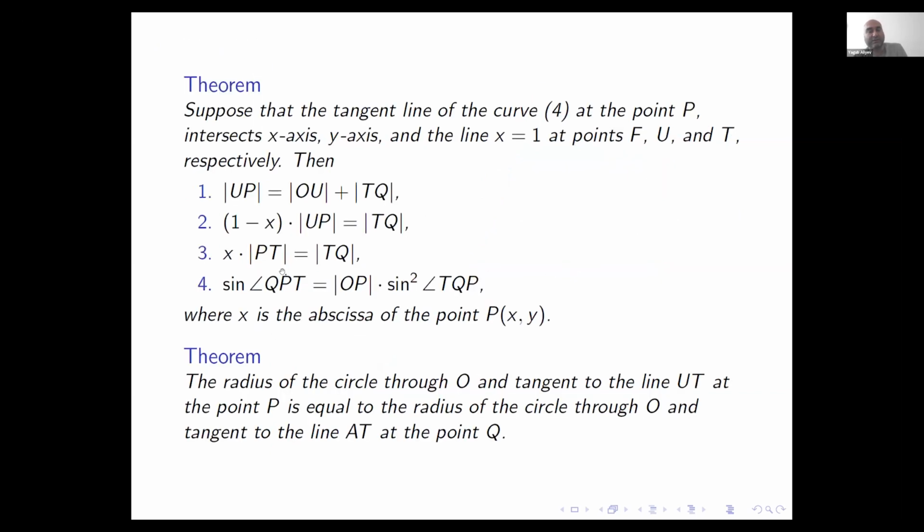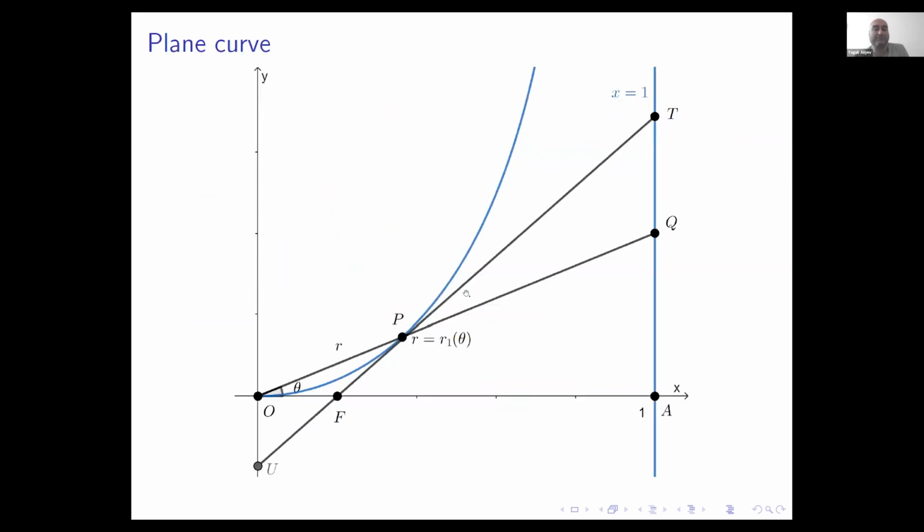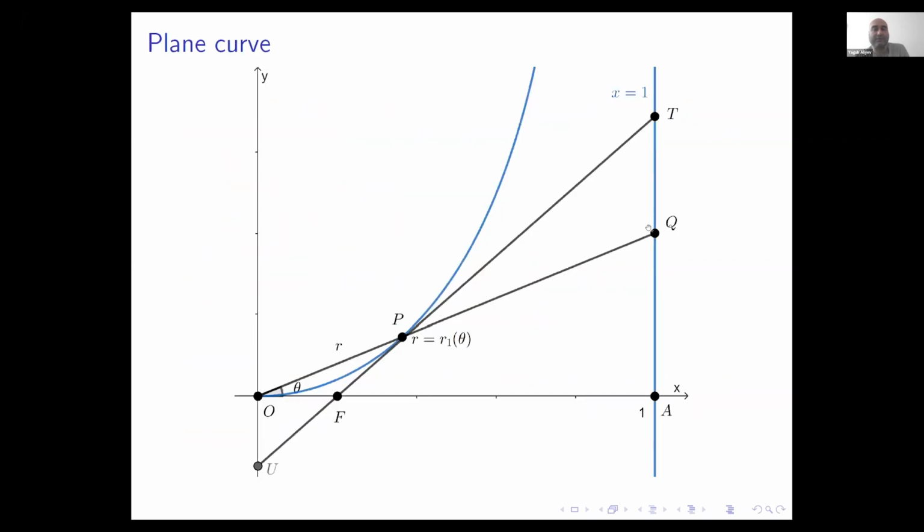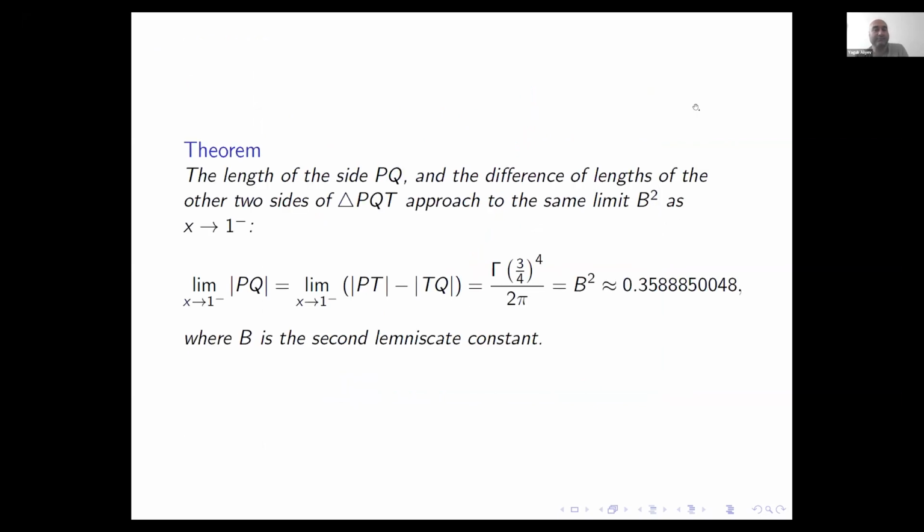And the last one is another peculiar identity: the sine of angle QPT equals OP multiplied by the sine squared of angle TQP. The sine of this angle QPT is equal to OP multiplied by the sine of TQP. These are not difficult to prove.